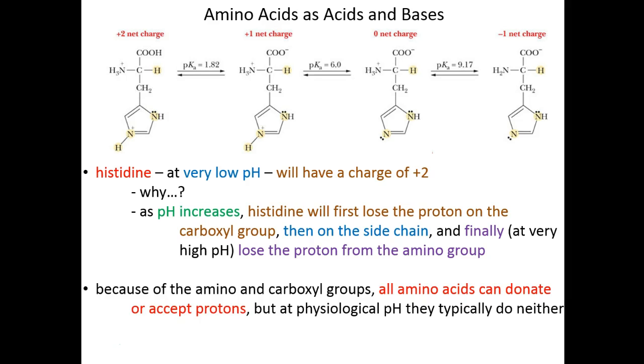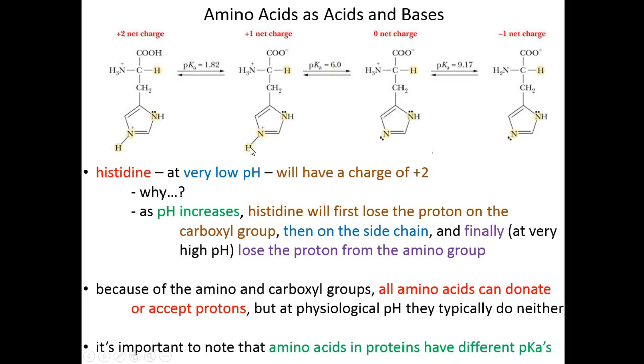Because the amino and carboxy groups are typically involved in the peptide bonds, we'll talk about that a little bit later in the course. All amino acids can donate or accept protons from their amino or carboxy groups. What's unique about histidine is that it can do the same from its side chain group, that this proton can be gained or lost on demand as we toggle just in front of or just behind neutral pH.